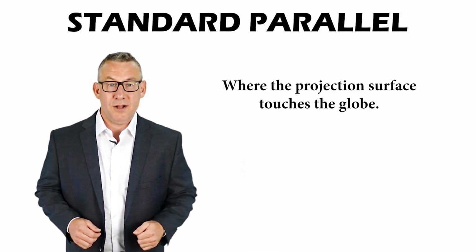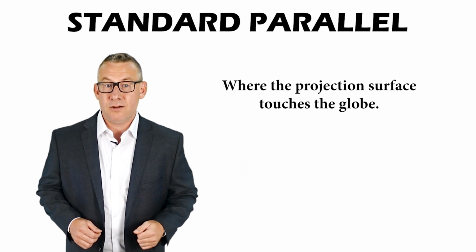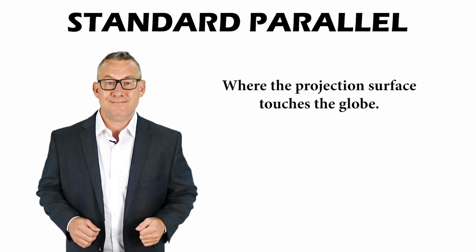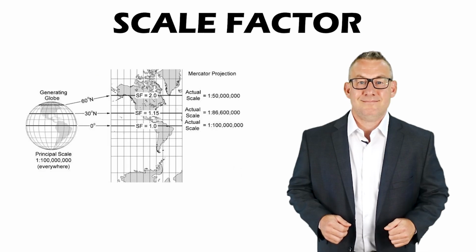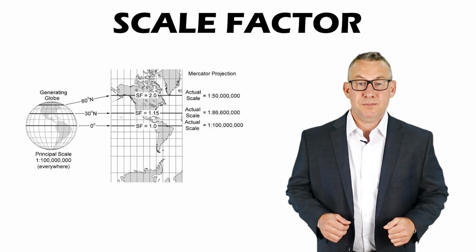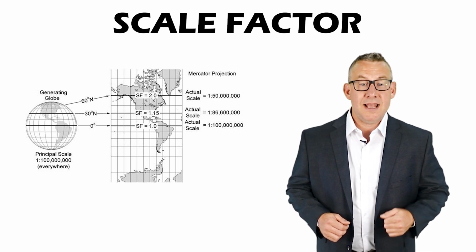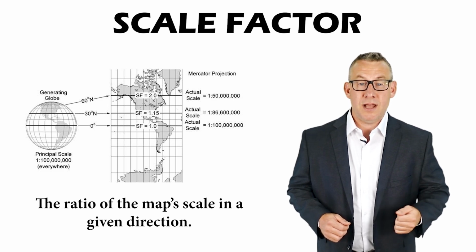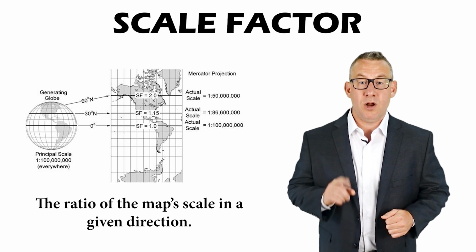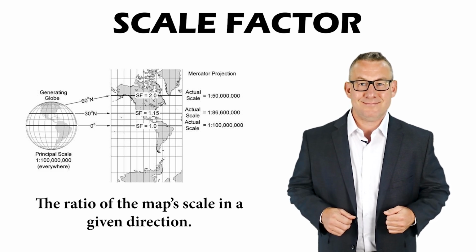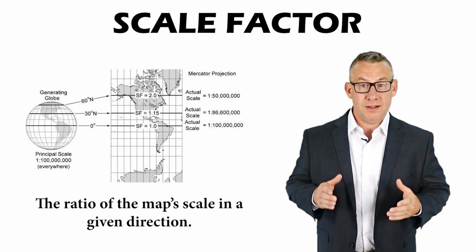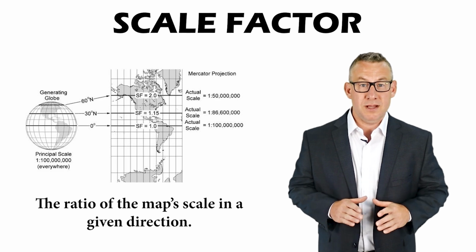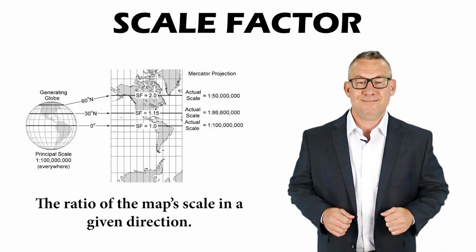A standard parallel. A standard parallel is a line of latitude where the developable surface touches the globe. Scale factor. Scale factor is the ratio of the map scale in a given direction. Values greater than or less than 1.0 indicate distortion. Objects appear larger than the map scale with a larger scale factor. Objects appear smaller than the map scale with a small scale factor.